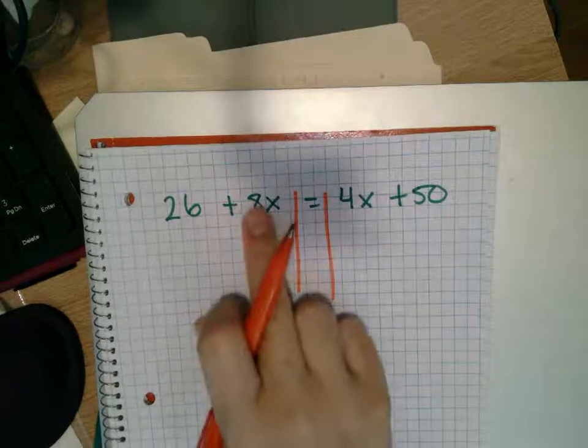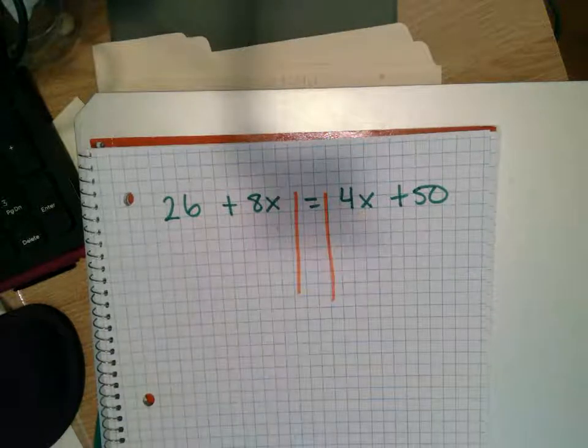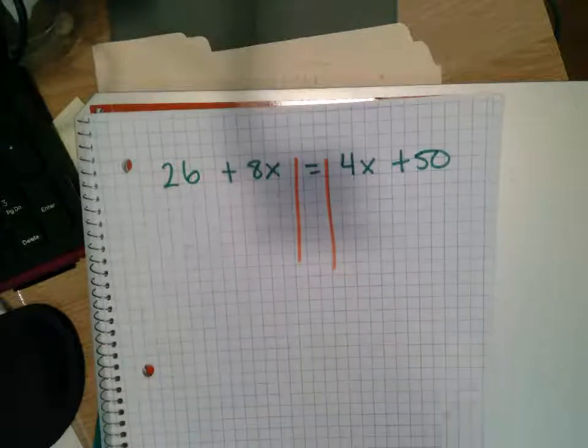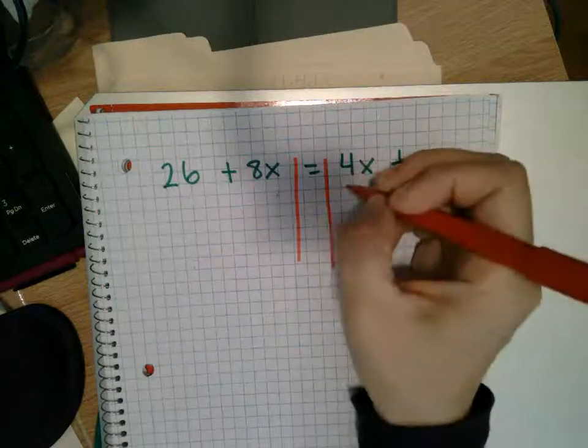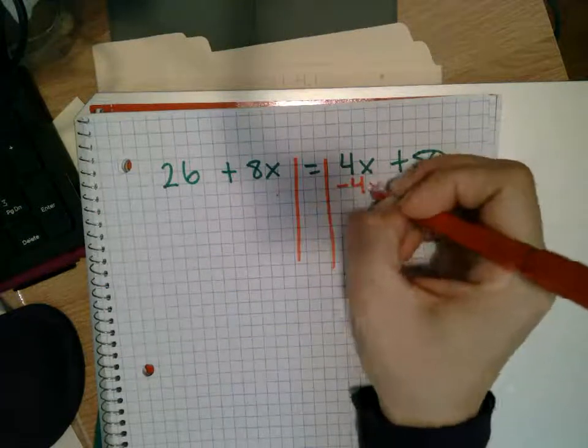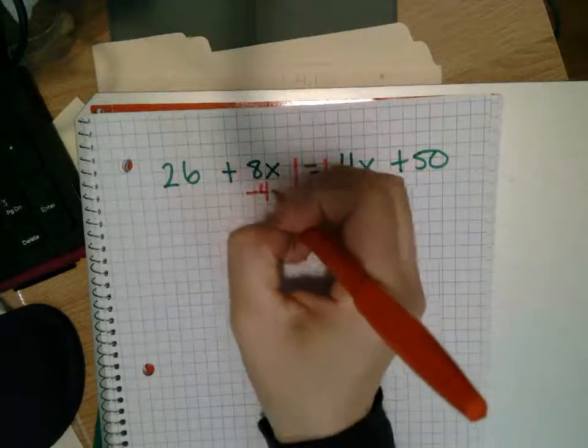I have an 8x and I have a 4x. Again, move the smaller number. So I'm going to move the 4x because it's smaller than 8x. You can move the 8x, but you end up dealing with negatives, and no one wants to deal with negatives, okay?